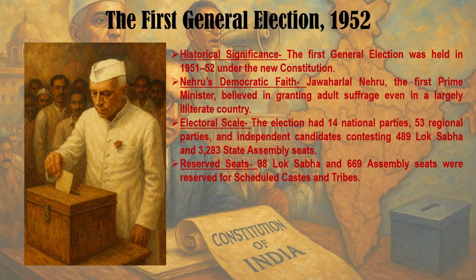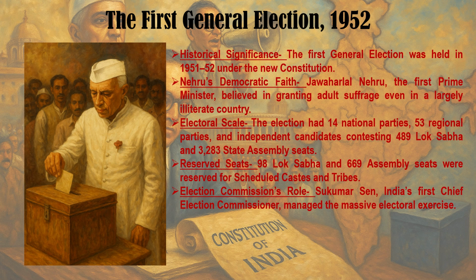98 Lok Sabha and 669 assembly seats were reserved for the scheduled castes and tribes. So, among the 489 Lok Sabha seats, 98 were reserved for scheduled castes and scheduled tribes, who were considered to be the backward class of society. And among the 3,283 state assembly seats, 669 were reserved for the scheduled castes and tribes.